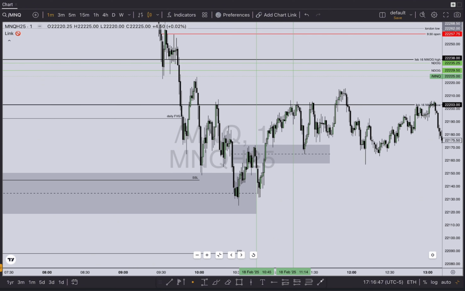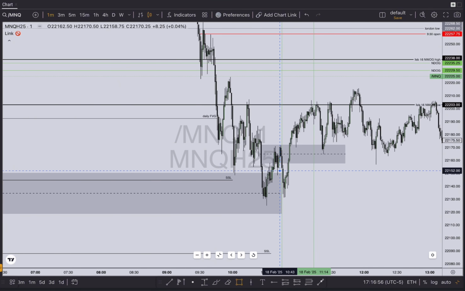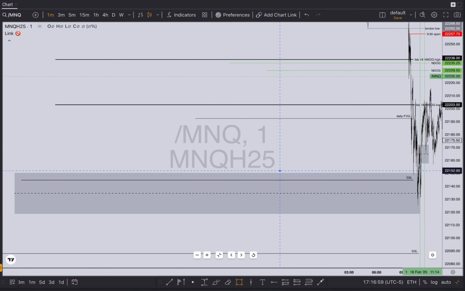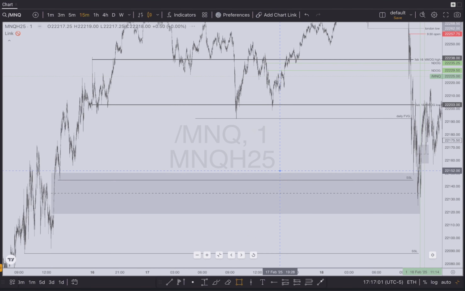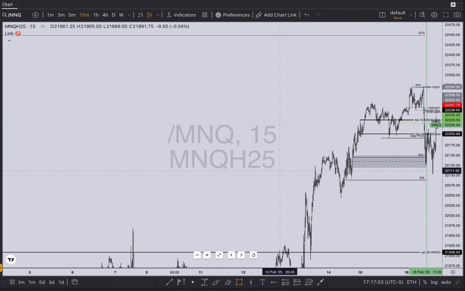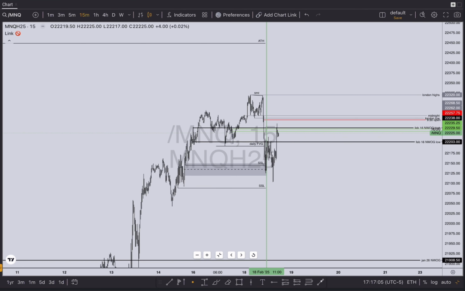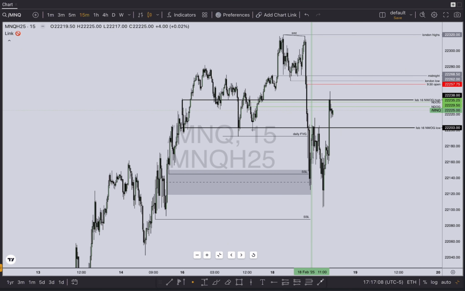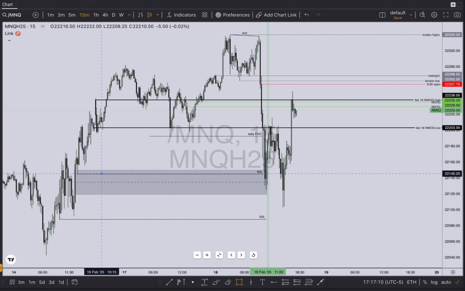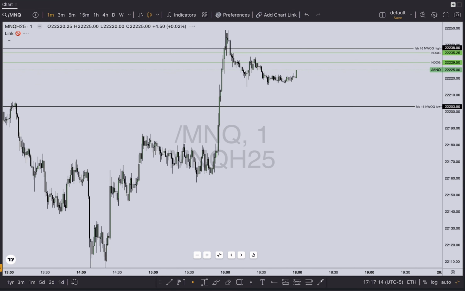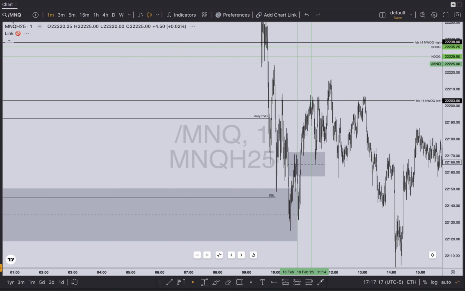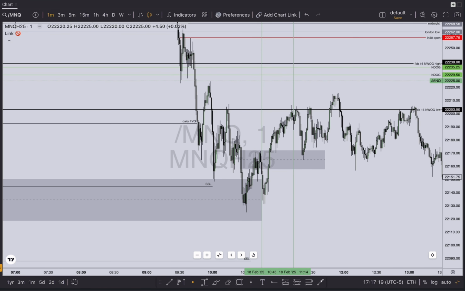What do we see here? That inefficiency that I wanted was tapped into right here, that 15-minute efficiency, right, that I talked about right here. It was tapped into. This is a 1-minute chart, so let me go to the 15-minute chart. So right here, right, so that was tapped into right here before the macro. Cool. Now the macro hits. I want to look to enter longs. Why?